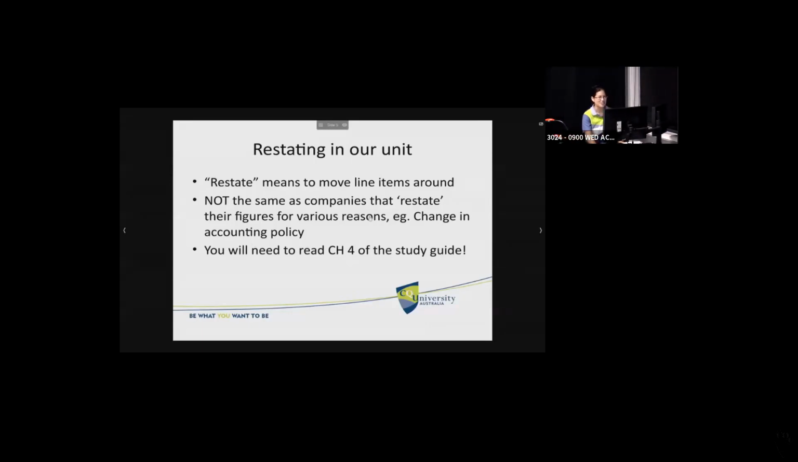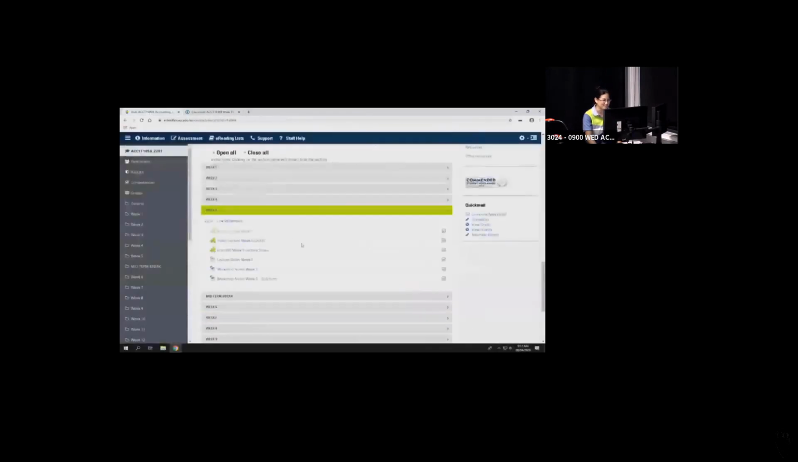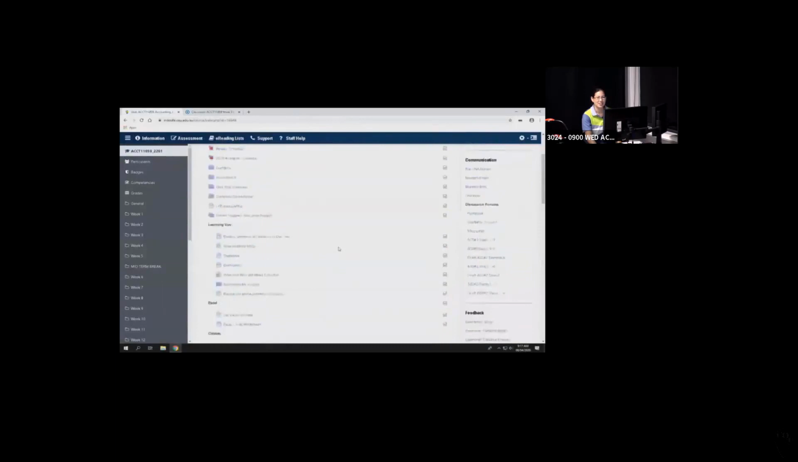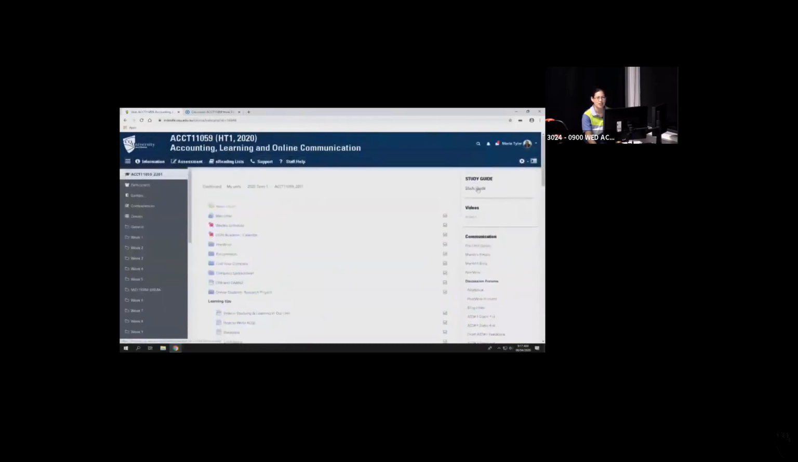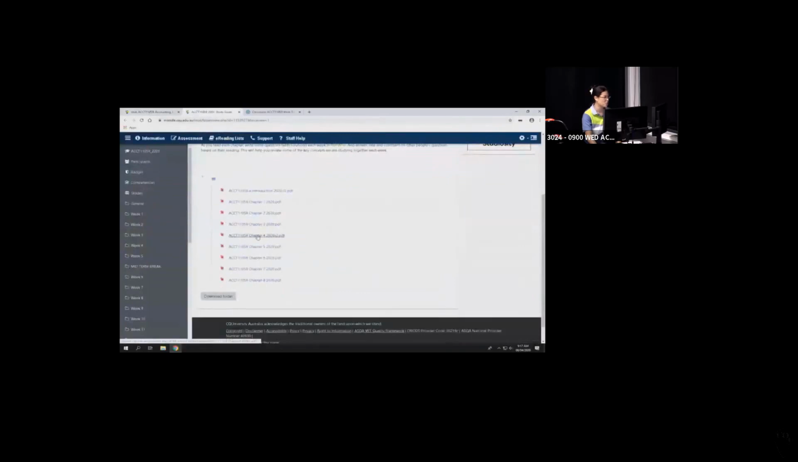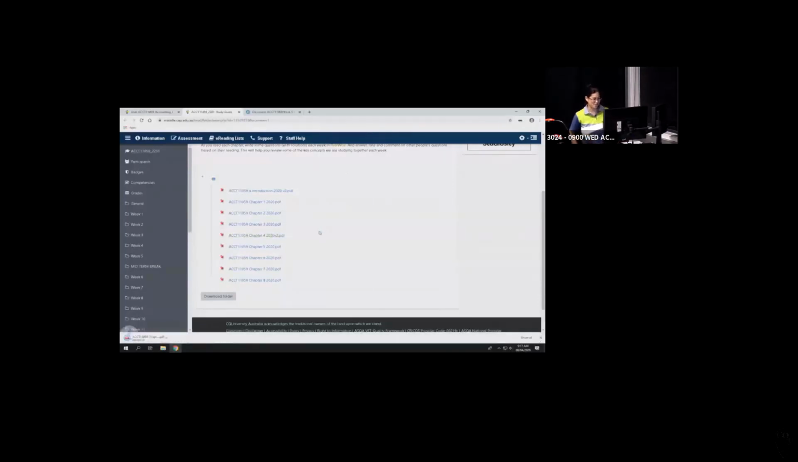So let me see if I can go and find chapter 4 for you now. So we've got study guide, should be on the top right-hand side. And let's have a look at chapter 4. So this is on your Moodle page. So if you haven't opened chapter 4 yet, please open it and save it, because you're going to really use this a lot over the next few weeks with your restating. So chapter 4 is what we want.